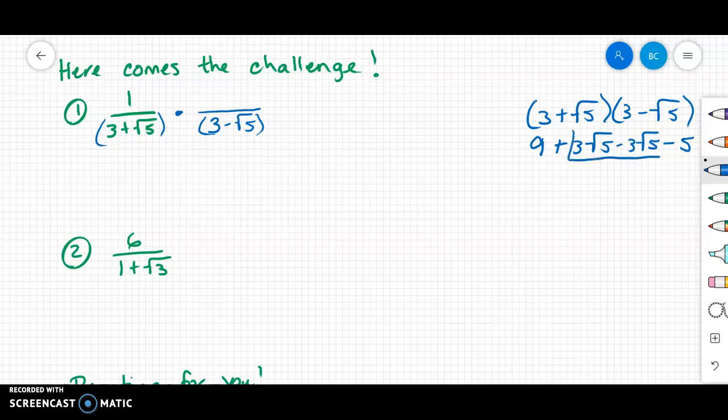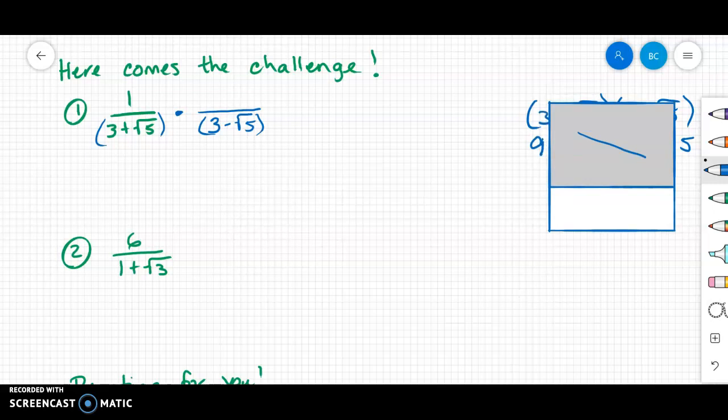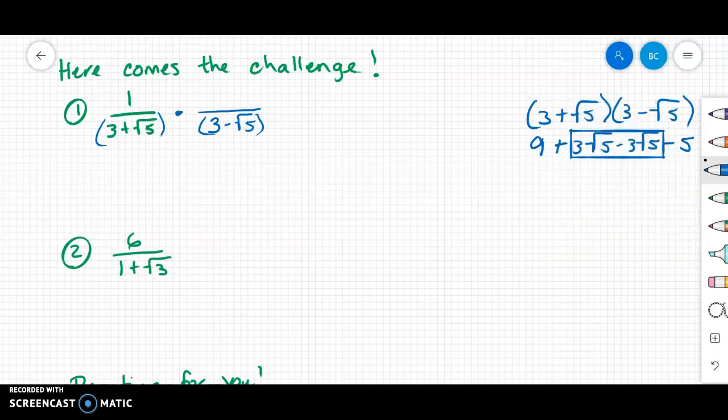So this should look familiar because we've been working with this pattern when we've been multiplying binomials. So those middle two terms go away, and I'm left with 9 plus negative 5, which is simply 4.